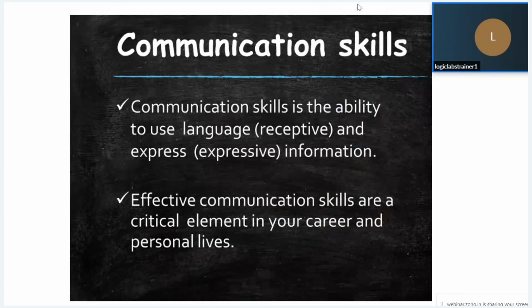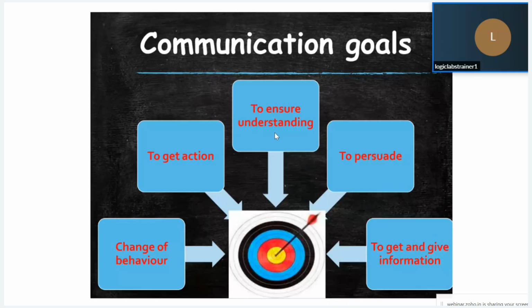Right, now next comes the communication skills. Different communication skills will be there, guys: verbal, non-verbal, interpersonal, written, active listening. These are all the skills that come under the communication skills, guys.